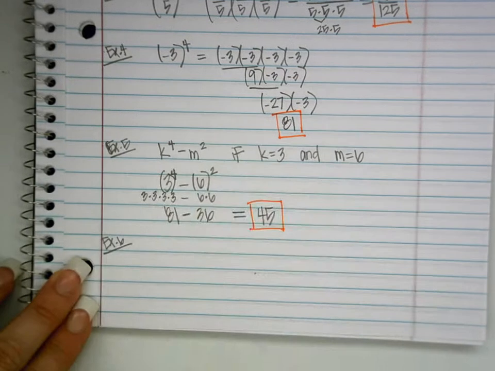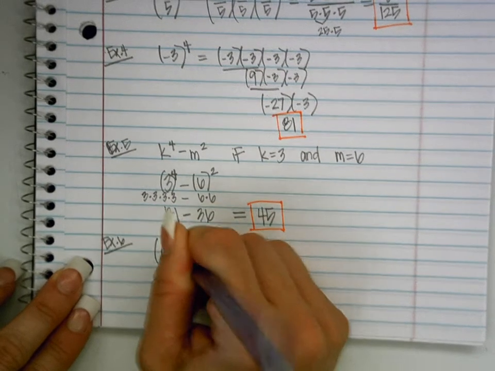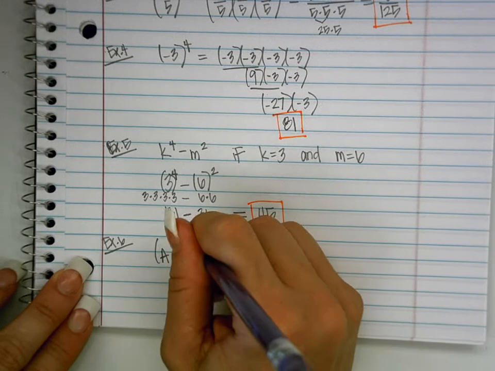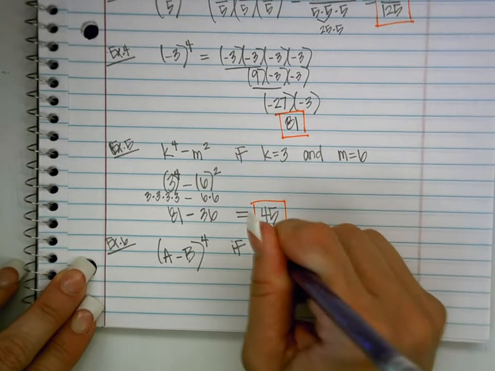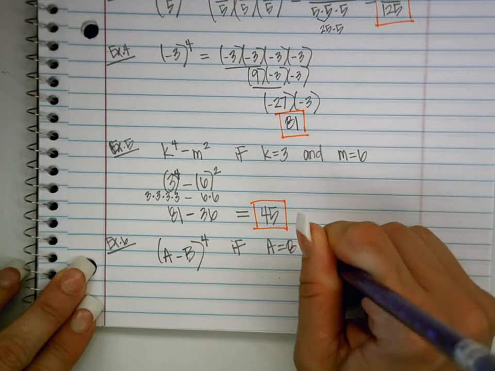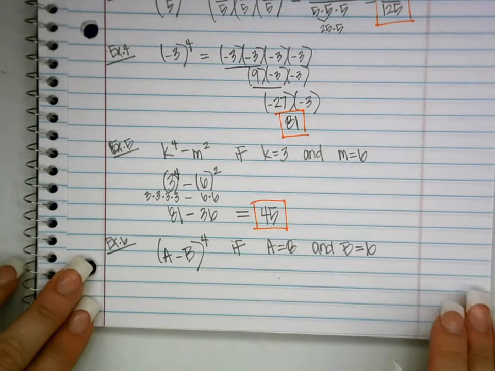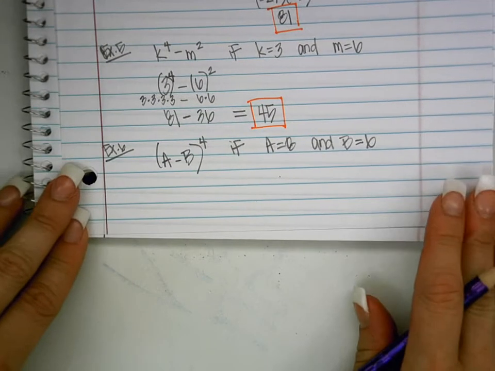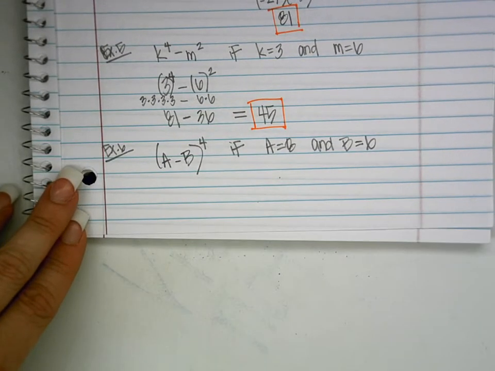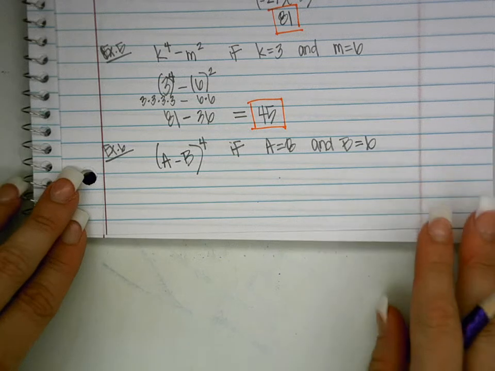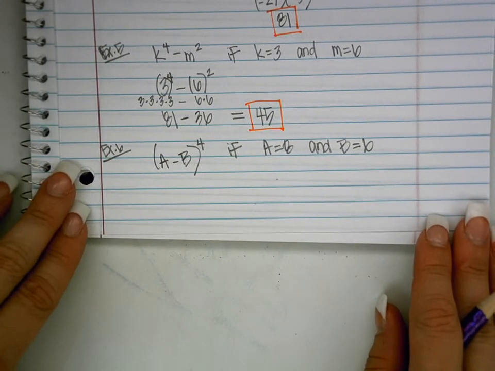Again, I'd like you to evaluate a minus b in parentheses to the 4th power if a equals 8 and b equals 6. A minus b to the 4th power if a equals 8 and b equals 6. So we're just going to rewrite this.